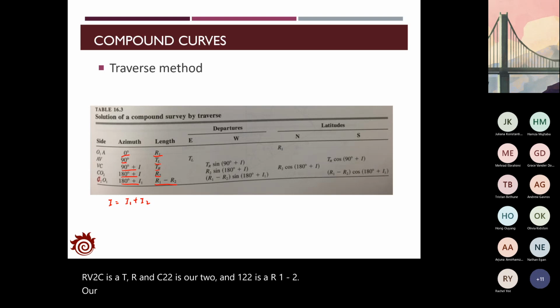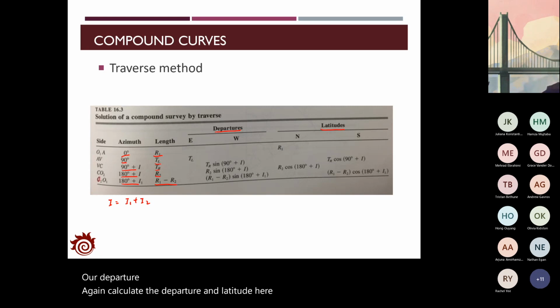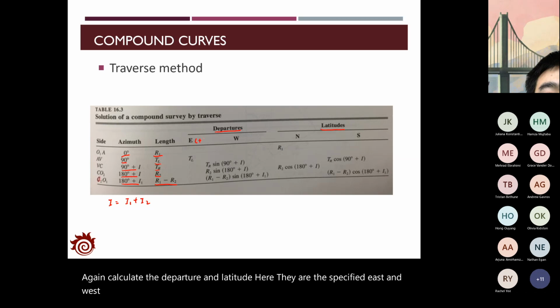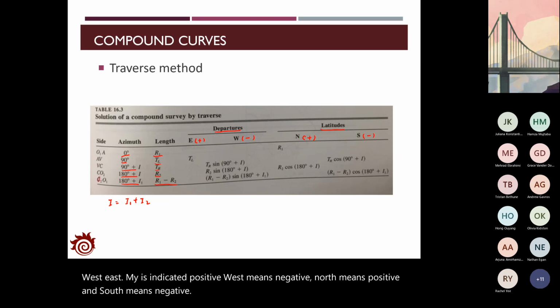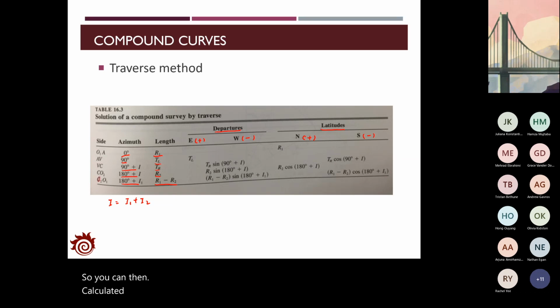With that, you can calculate the departure and the latitude. Here, east is indicated positive, west means negative, north means positive, and south means negative. So you can then calculate the departure and the latitude of all 5 sides. And this is the preparation for the traverse method.